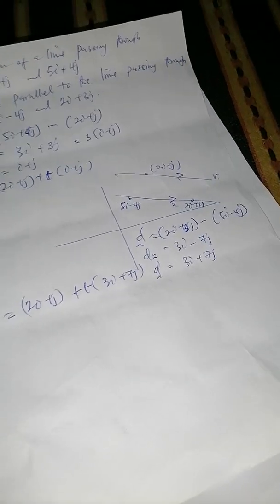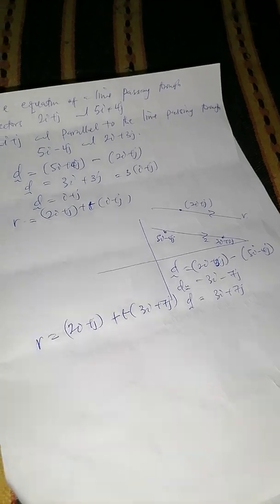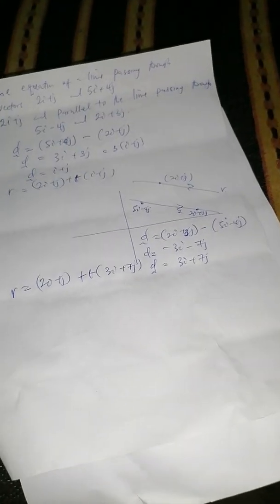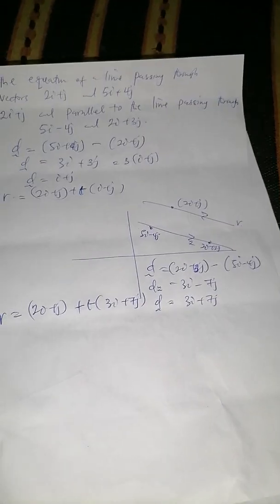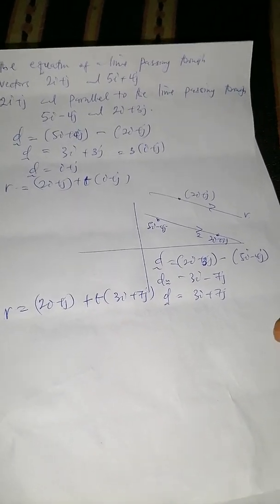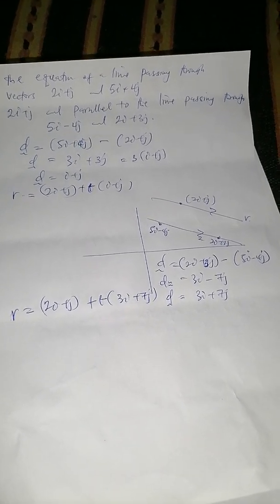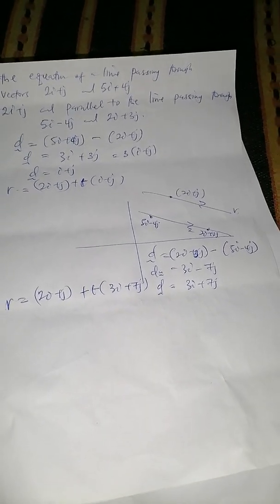All right, so that's how you go about questions like that. Essentially what we've done right now is finding the vector equation of a line, given a point and a direction vector, or given 2 points on the line, or given a point and another line parallel to the line that you're interested in.